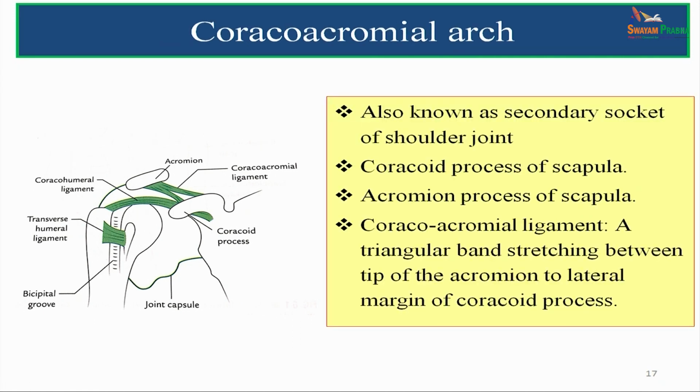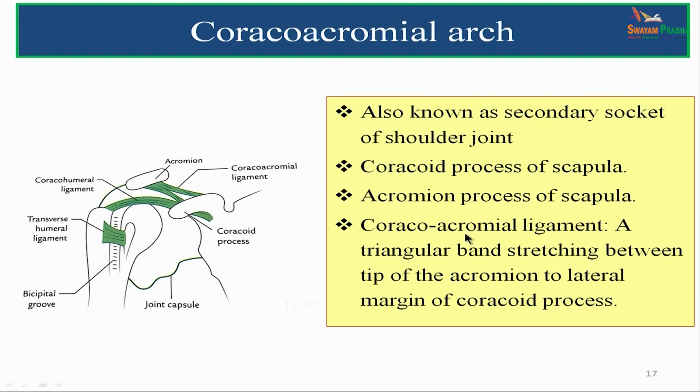Coracoacromial arch, which we mentioned earlier as a secondary socket of shoulder joint. The coracoacromial arch, as we have already mentioned, is a secondary socket for the shoulder joint. It is made up of 3 components, 2 bony components and 1 ligamentous component. The 2 bony components are the coracoid process of scapula, the acromion process of scapula and the intervening or interconnecting ligamentous component known as coracoacromial ligament.